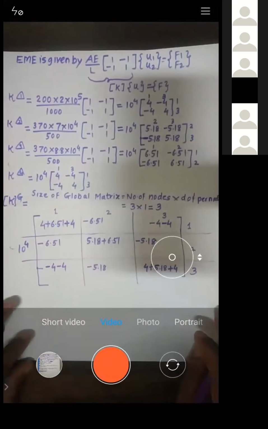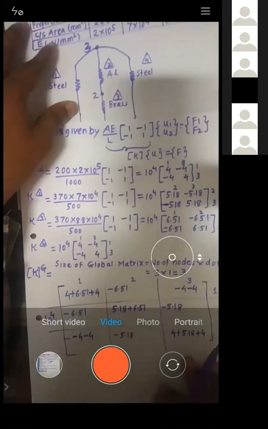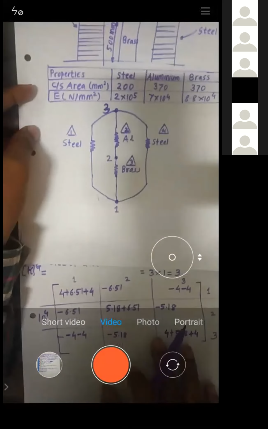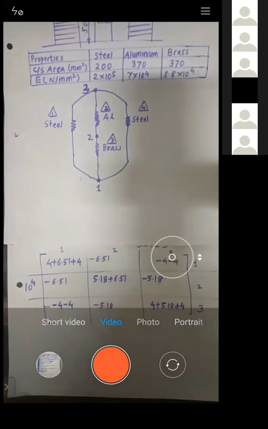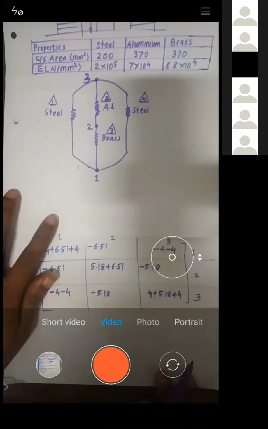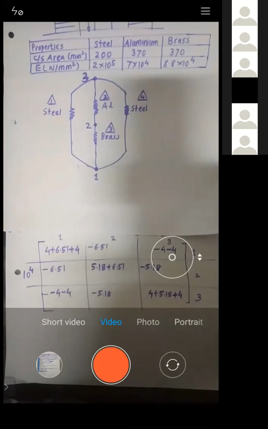Understood? Now see how you will understand that the global stiffness matrix that you formed is correct. Listen, a diagonal matrix you will get when the elements are connected in sequence, or when the nodes are assigned in sequence. Getting my point? Yes, sir.